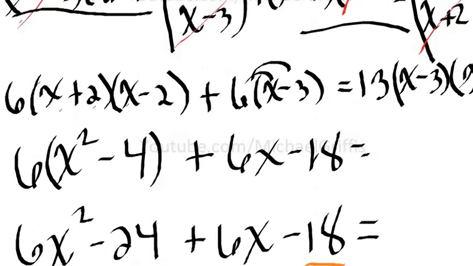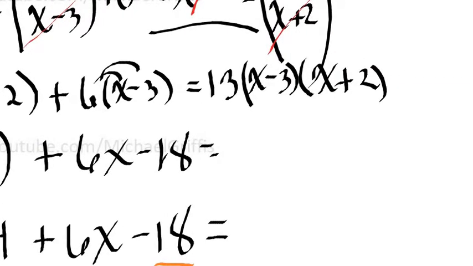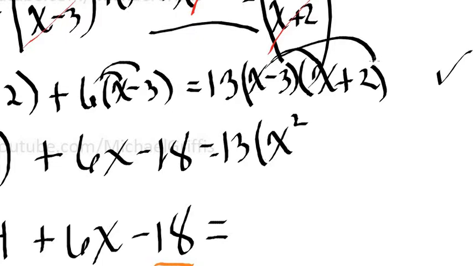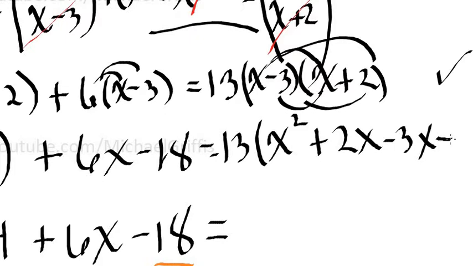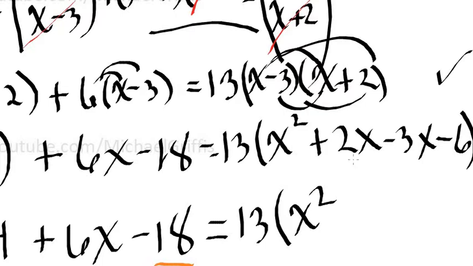Let's take a look back now at this side here. So we got x times x is x squared. Worry about that 13 here in a minute. X times 2 is 2x. Negative 3x and negative 6. Alright, let's collect up the like terms. So we have 2x minus 3x is just negative x, then minus 6.